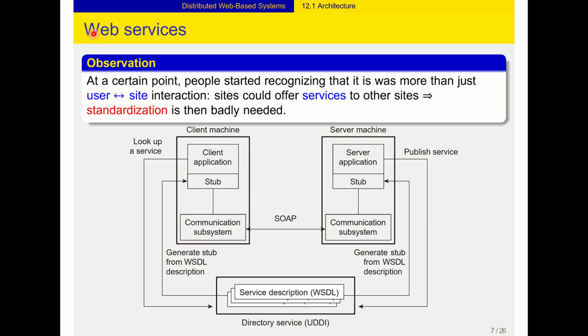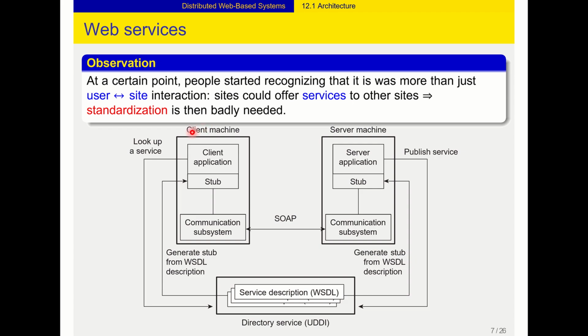So for the web service, at a certain point, still under architecture, okay, but this is the architecture for web services, because we know that a web server can also provide web services. So at a certain point, people started to recognize that it was more than just a user and website interaction. Sites could offer services to other sites, and when a website offers services to other sites, standardization is needed. So the operation is in the diagram.